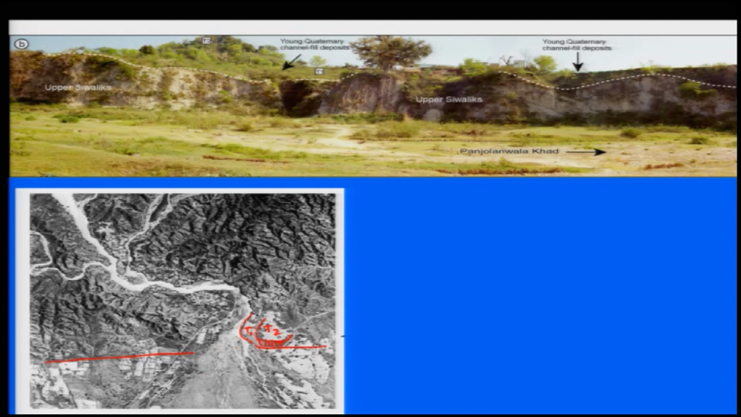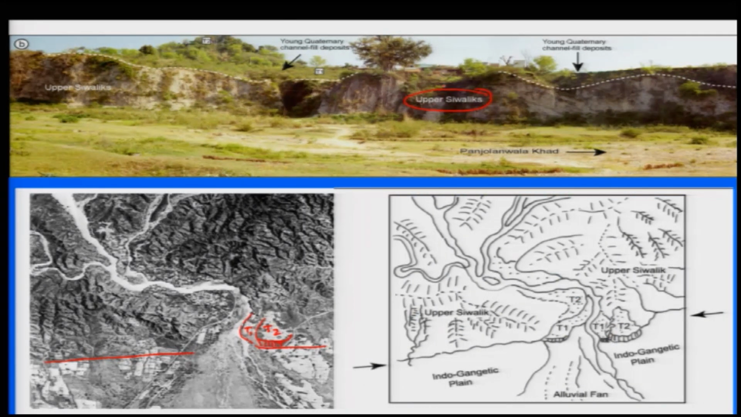Okay. Now, what we saw is that we have the incision in the younger quaternary channel fill deposit, as well as the channel has incised inside the bedrock, that is your upper Shivalik. Hence, this terrace we term this as a strath terrace. Okay. And this is the sketch of this one. So, what we see is the terrace over here. Okay. So, this has been marked as this one here.